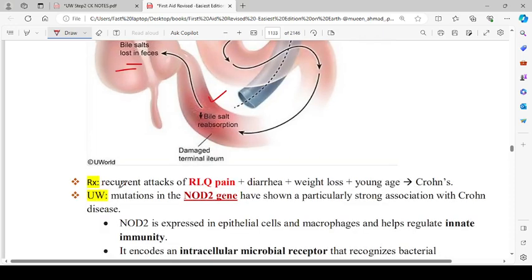Then we have the USMLE point. Recurrent attacks of right lower quadrant pain with diarrhea and weight loss, and in a young age, that is characteristic of Crohn's disease. So Crohn's disease is a disease that affects young people who have diarrhea as well.